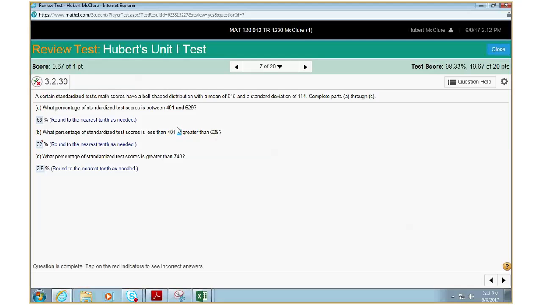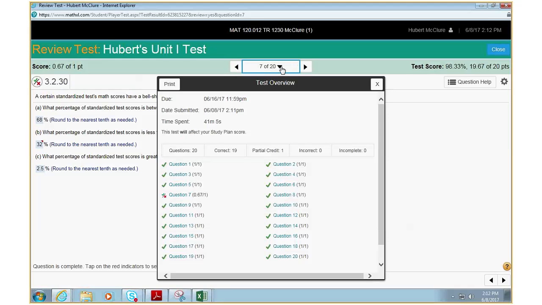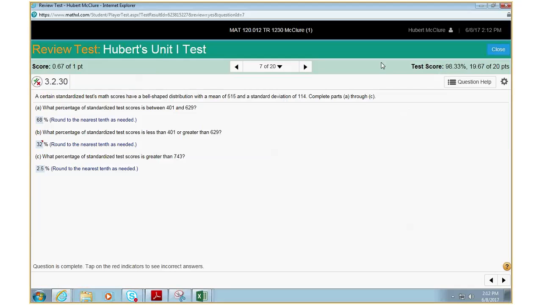Oh, I thought 31.7 was the right answer. Well, they'll take either one. 32 or 31.7 is the right answer. So 90. Is that the only one we missed? Yes. Then I made a 98.33. Now I'm going to have to go back and take that because I want 100. Who has time for that? Nobody. I don't. All right.